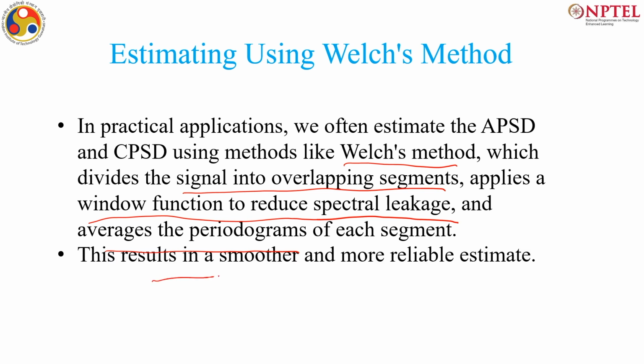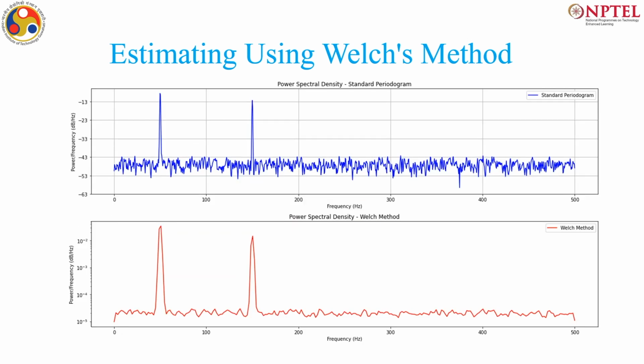So, this will result in a smoother and more reliable estimate of the PSD. This is one example. This is an estimate of the PSD from a standard periodogram, denoting two dominant frequencies somewhere around 50 and 150, but there are noisy components which do not really mean anything but noise. With the Welch method, we get a smoother estimate of the PSD.